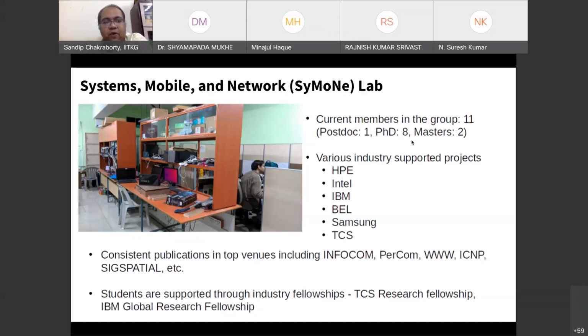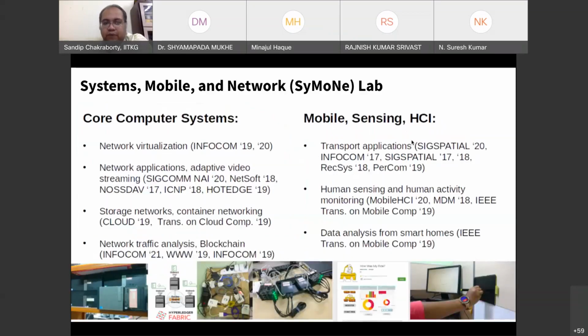In the lab, we are working on different aspects of computer systems, mobile sensing and HCI. On the systems or network side, we are working on network virtualization, network applications, adaptive video streaming, storage networks, container networks, network traffic analysis, and different system aspects of blockchain. With blockchain, we have a very strong collaboration with IBM Research. Even the students working on blockchain here have been directly contributing to Hyperledger Fabric development. So we are strongly collaborating with IBM Research in this aspect.